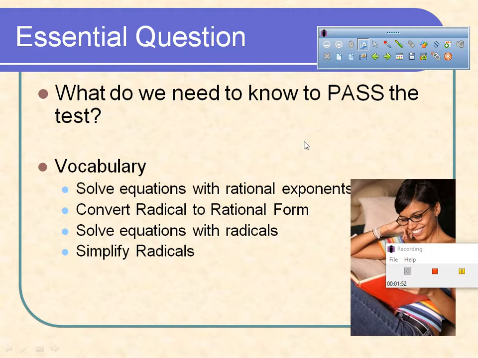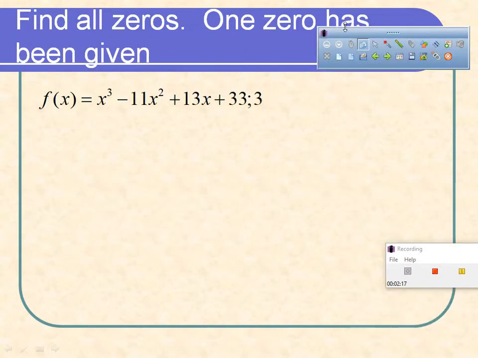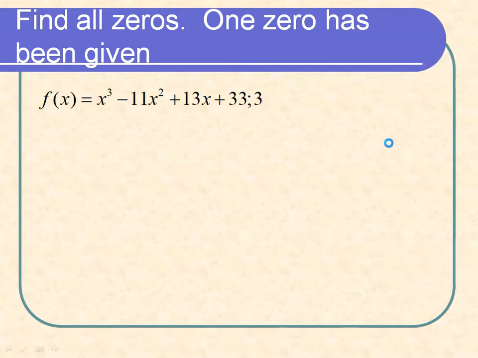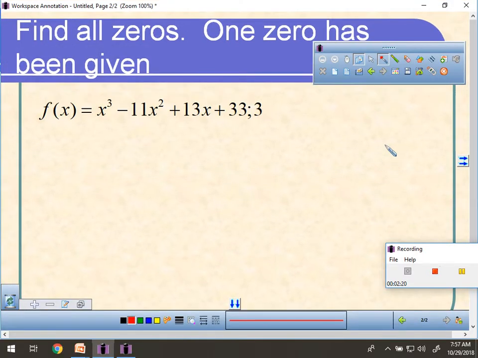Now what we're going to do is go back and review, because you've got spiral on there. There are a couple of questions that we're going to review. So take a second and write this one down. The directions say to find all zeros, and it says one zero has been given. This was actually from test 4 prior to it. So go ahead and write it down.